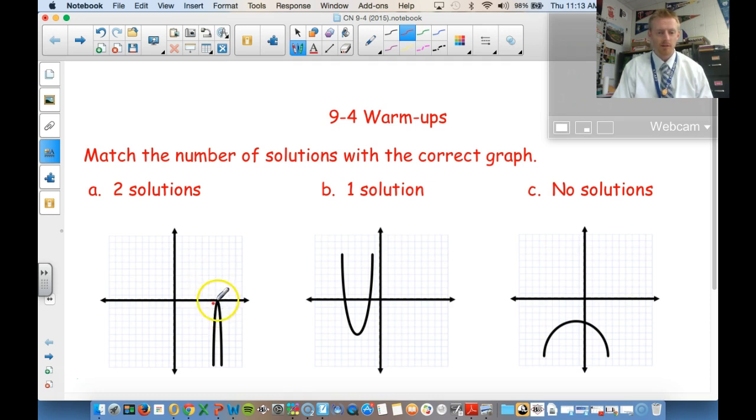So if I look at this, there's only one spot where it crosses the x-axis. That's the one solution. If I look at this guy, there's two spots. That's the two solutions. And on this parabola, there is not a spot where it crosses the x-axis, so that's the no solutions. So just to get your minds thinking again about math, that's what we were looking to have happen there.